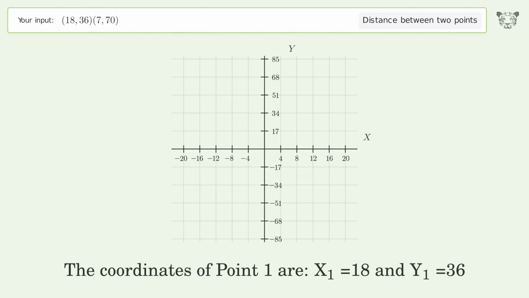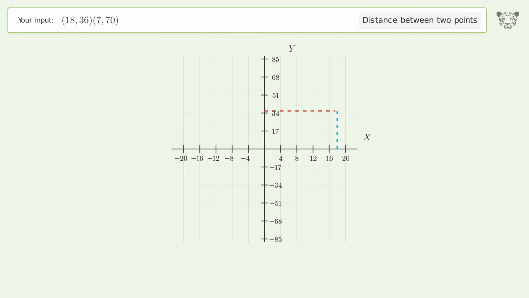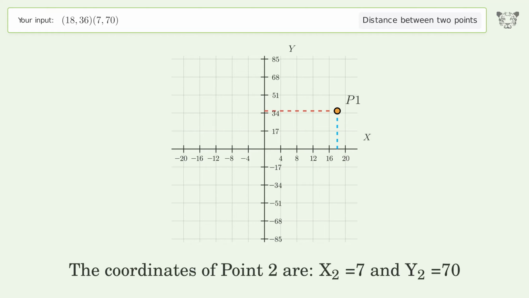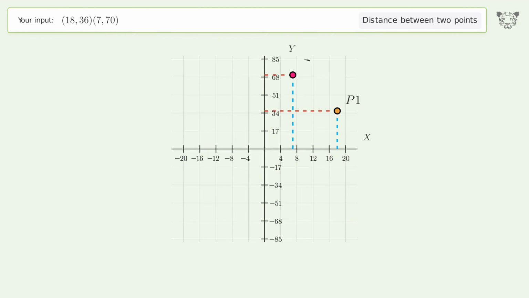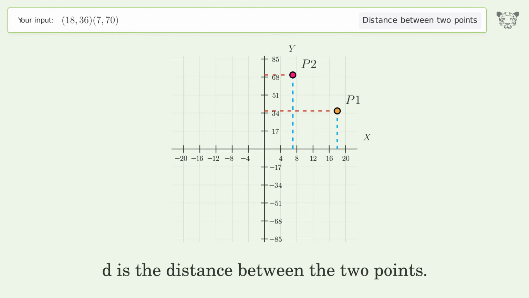The coordinates of point 1 are x1 equals 18 and y1 equals 36. The coordinates of point 2 are x2 equals 7 and y2 equals 70. D is the distance between the 2 points.